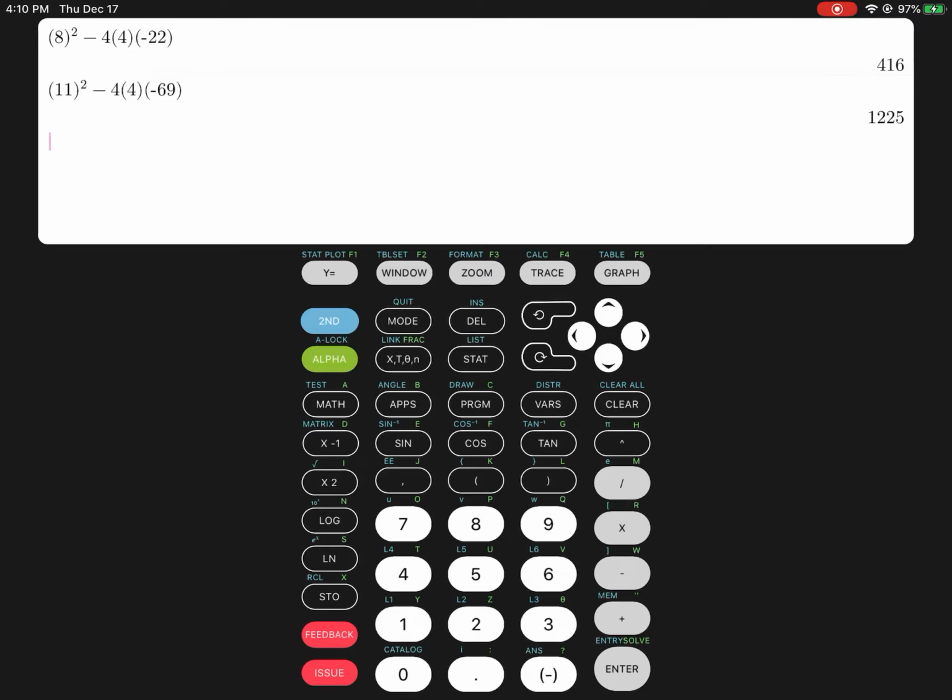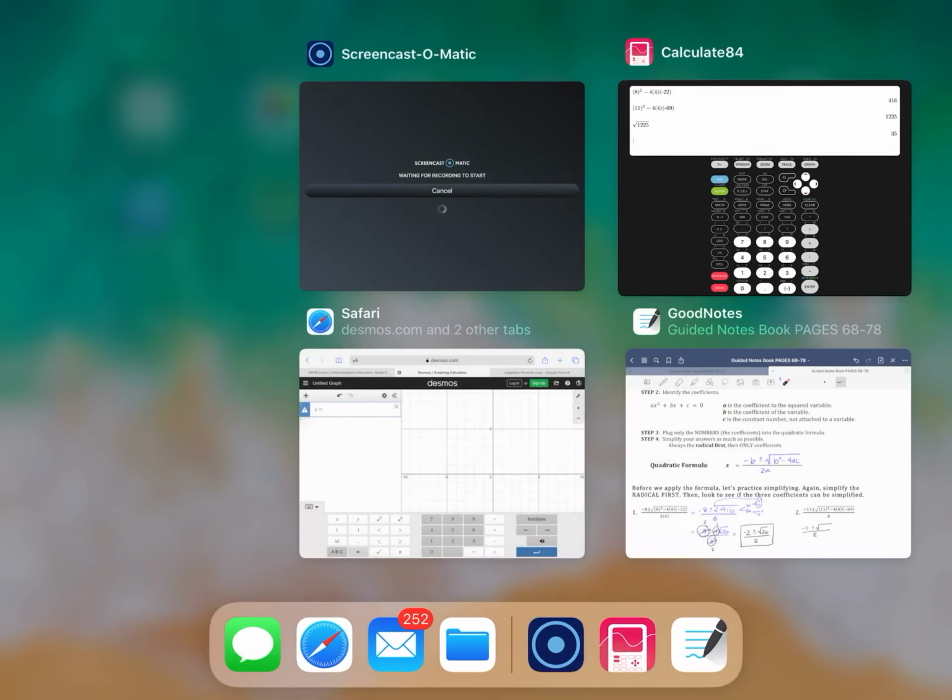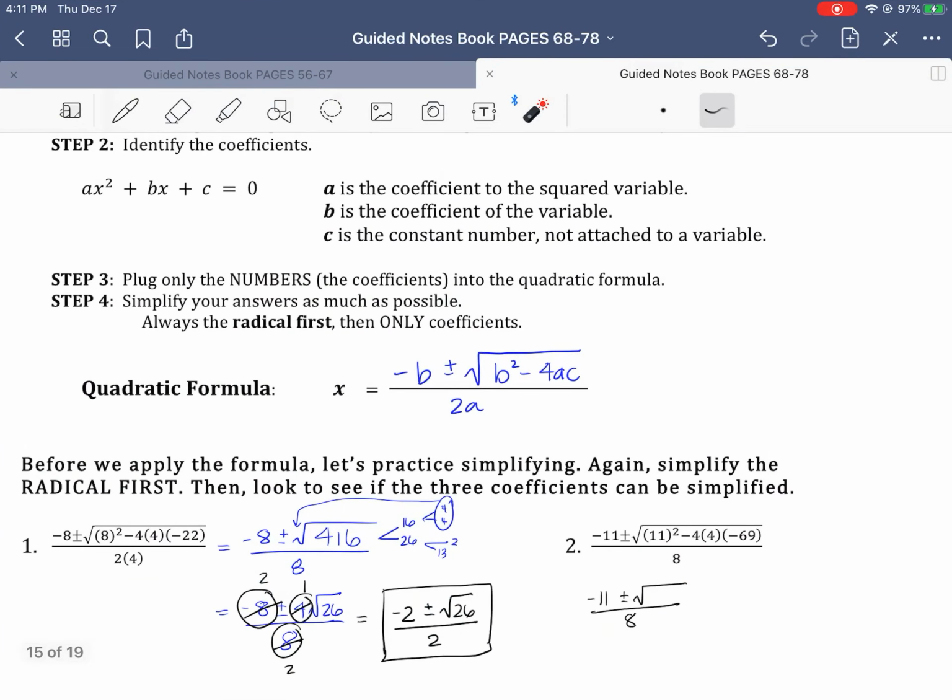Now 1225 is a really big number, right? So if I look at it, sometimes I'll just check to see if it has a square root. Notice if I do the square root of 1225, this one actually comes out as 35. It's a whole number. So again, you could break that down into a factor tree, but it will end up being like 35 times 35. So that's awesome. That means we have -11 plus or minus 35 all over 8. So we don't have any radicals left.